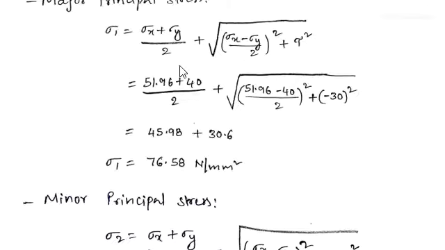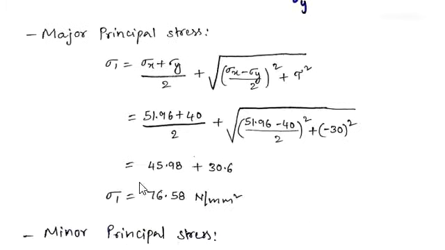When you simplify that, we get 45.98 in the first term, and for the second term it is 30.6. Once again when you simplify that, we get the value for the major principal stress as 76.58 Newton per mm square.